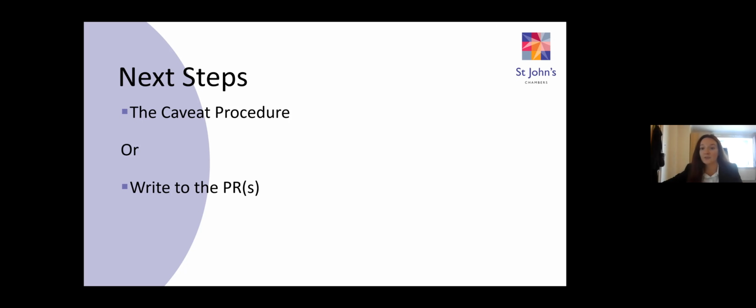Or, if a grant has already been obtained by the time you're instructed by the client, while a caveat cannot be entered and would in any case not serve any purpose, it's equally important, if not more so, to write to the personal representatives swiftly in order to put them on notice of the potential will challenge and to request that they do not distribute any or any more of the estate while it's investigated.